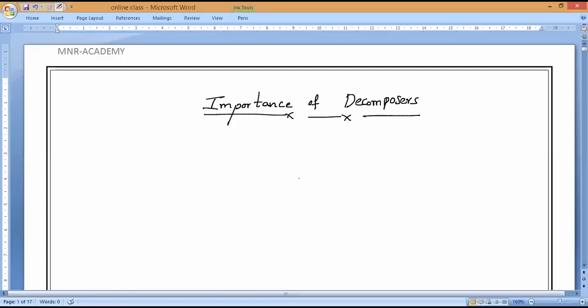So we have three types of consumers. One is herbivores, another one is carnivores, and the third one is omnivores. Now, there is a special type of consumers which are extremely small, as well as a special type of producers which are extremely small. Both the producers and consumers are very small in size.